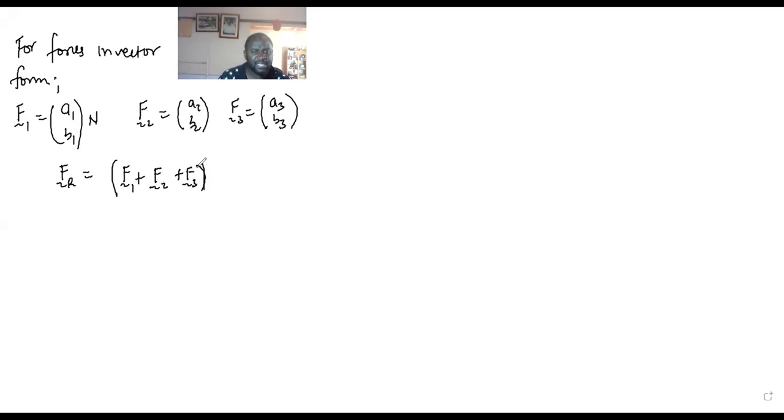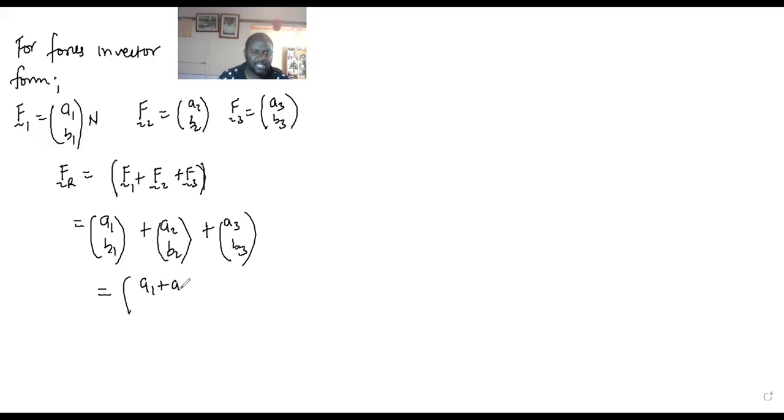And how did we add them? We added them by saying it is A1, B1, plus A2, B2, plus A3, B3. Now, sometimes the vectors are given in another form. So the answer will be A1 plus A2 plus A3, B1 plus B2 plus B3. And that is the answer.